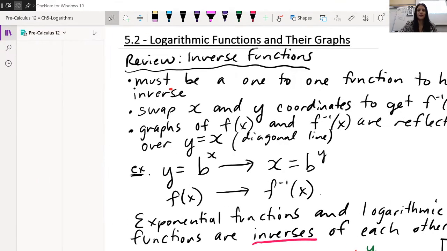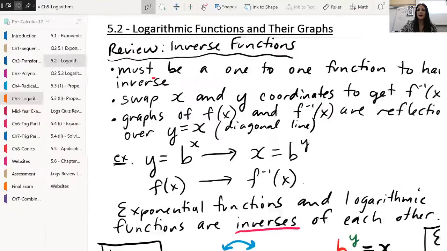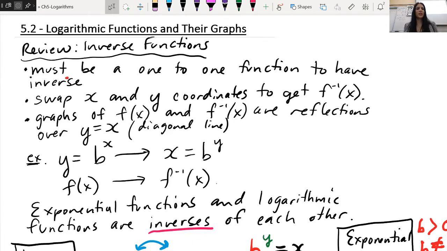Okay, so just to quickly review or go over the stuff that I taught you yesterday, we talked about how logarithms and exponents are inverses of one another, right? We're all good with that?